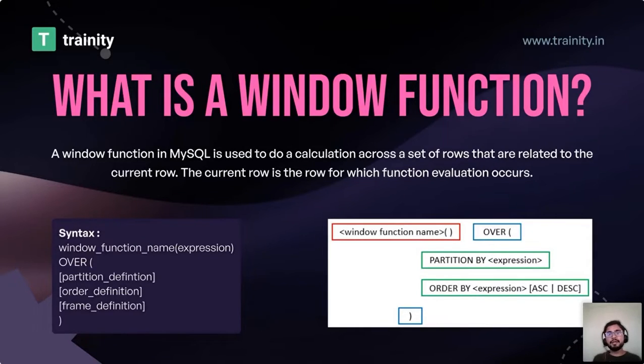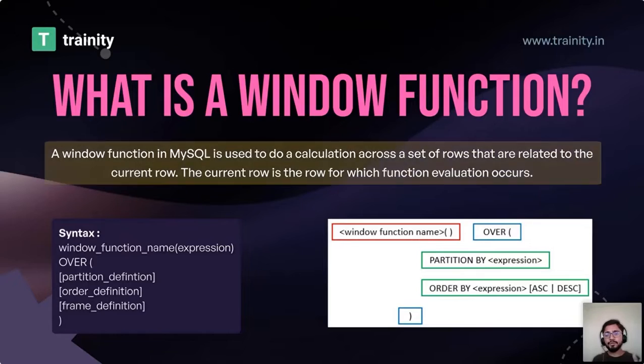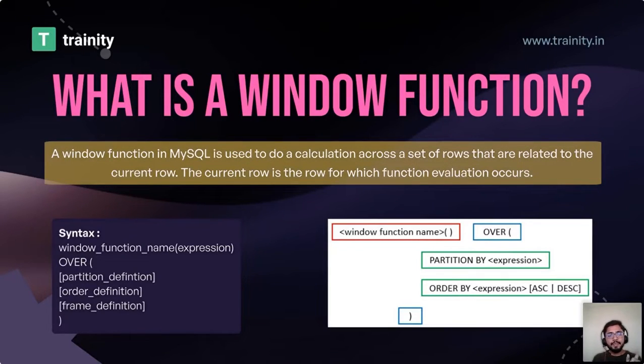Therefore, there comes the use for a window function. If you read the definition here, it will become clear now. A window function is used to do a calculation across a set of rows that are related to the current row. And the current row is the row for which the function evaluation occurs. I hope now the definition becomes clear. Here we are doing a calculation for each and every row in our entire employee database. So for each of the 1,000 rows, we are making a calculation for the cumulative sum.